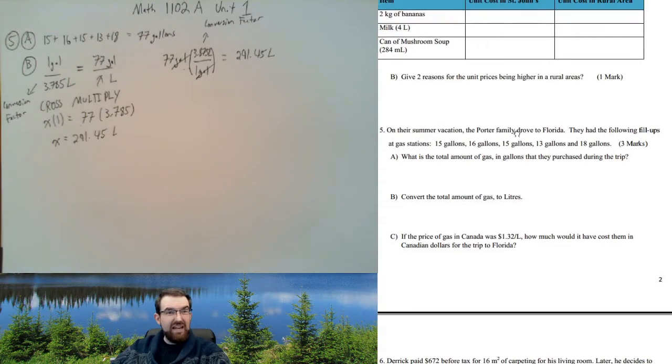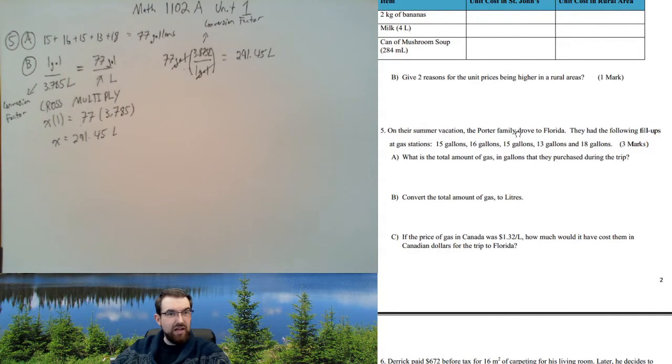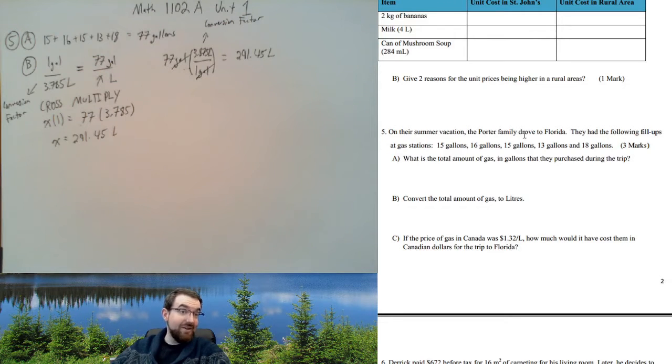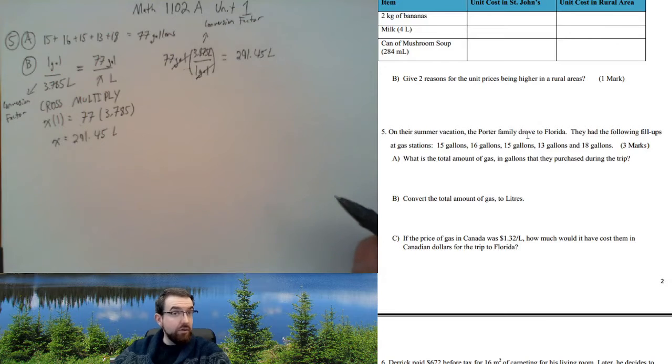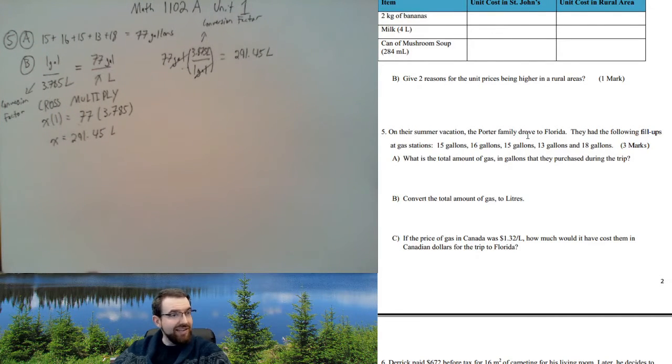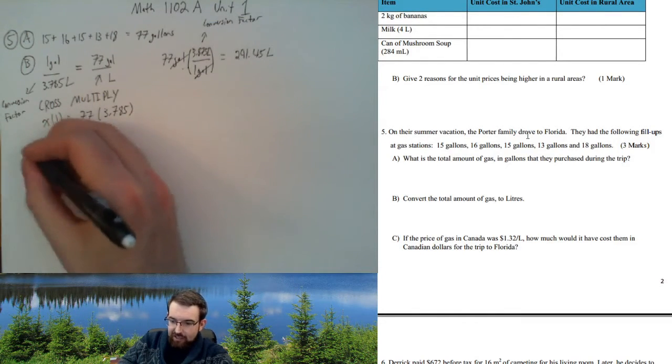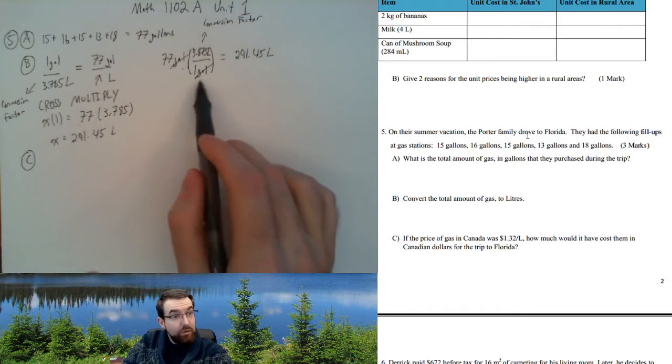The price of gas in Canada was $1.32 per liter. It was only a few months ago, huh? Boy, that was a quick change, wasn't it? How much would it have cost them in Canadian dollars for the trip to Florida? Well, of course, right? We know it costs $1.32 per liter. So if we've got 291 liters, we're going to have to multiply to find out how much, right? Because we know we're going to be spending more money. But we can still think about it in terms of the way that I set this question up over here.